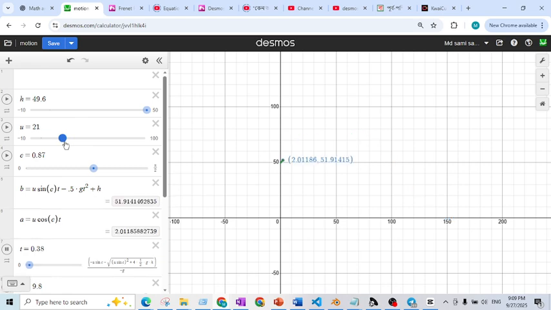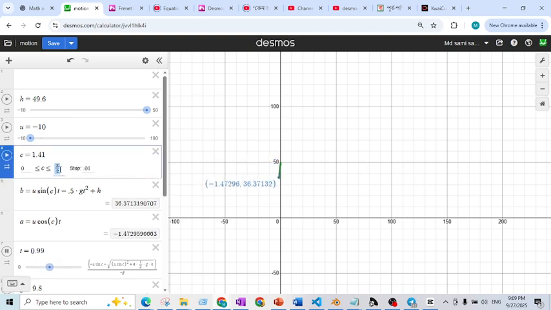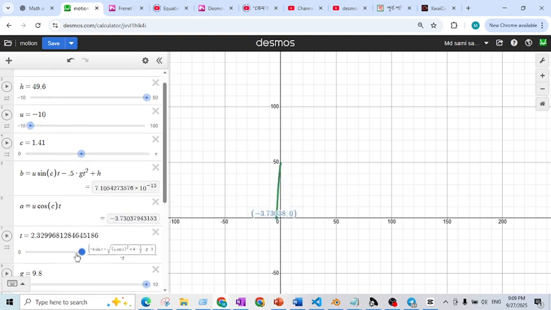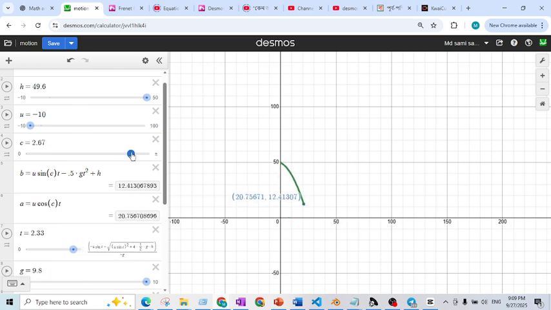Can I throw to the negative side? Oh yes, I can. Then C should also be greater than pi by 2. Okay, so let me write pi here. So u is negative now, and the angle C is greater than 90 degrees.